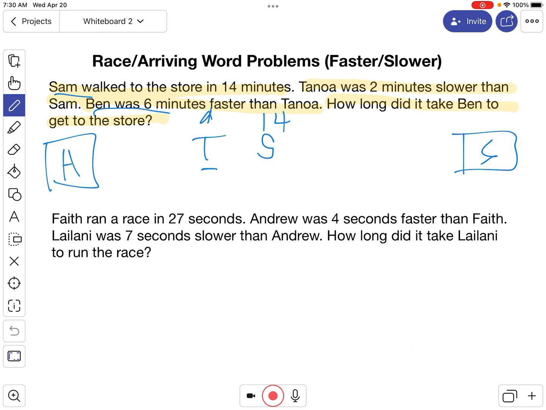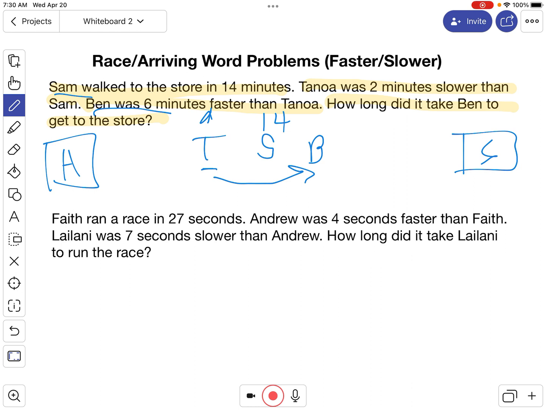And then it says Ben was 6 minutes faster. So if Ben is faster than Tanoa, Ben is going to be up here, right? Because he's closer to the store. So the tricky part of these is that you're going to do the opposite of adding or subtracting from what you probably think you're supposed to do.